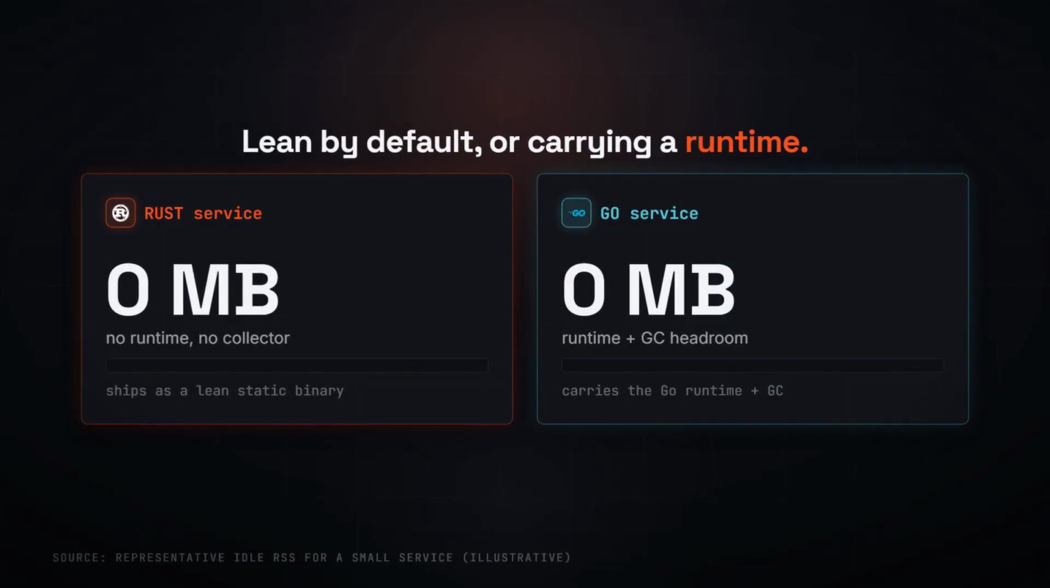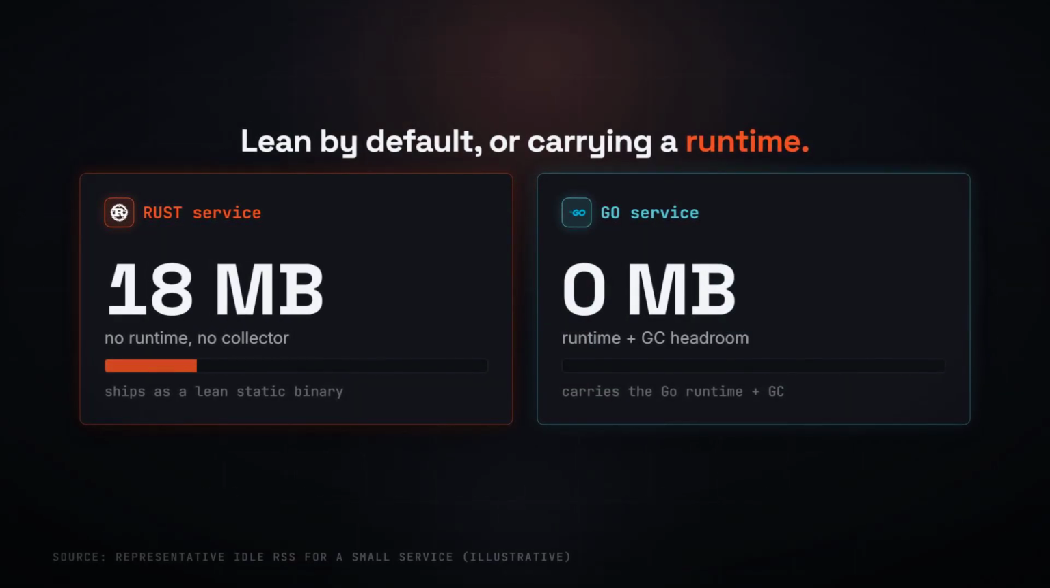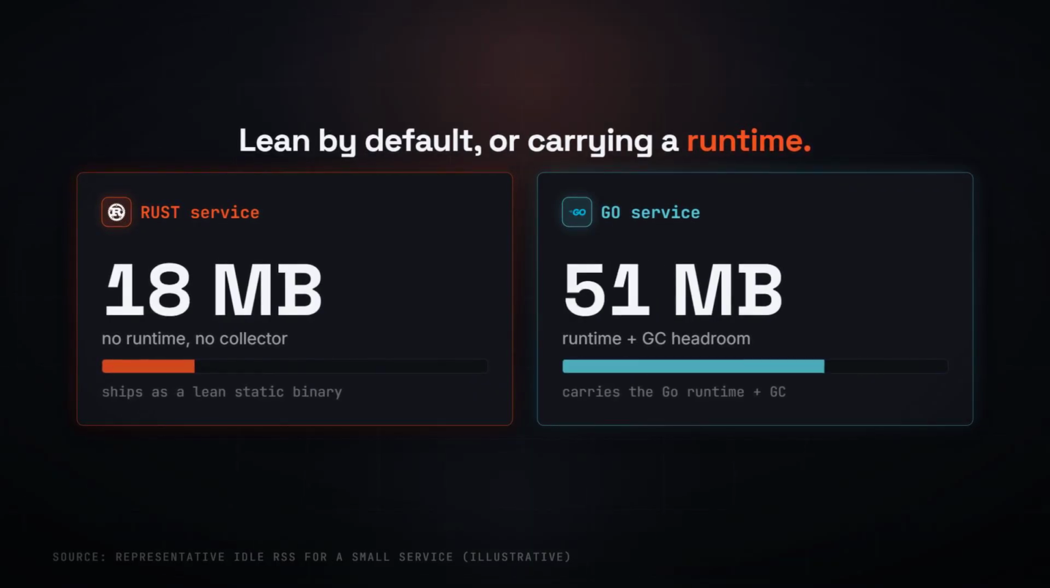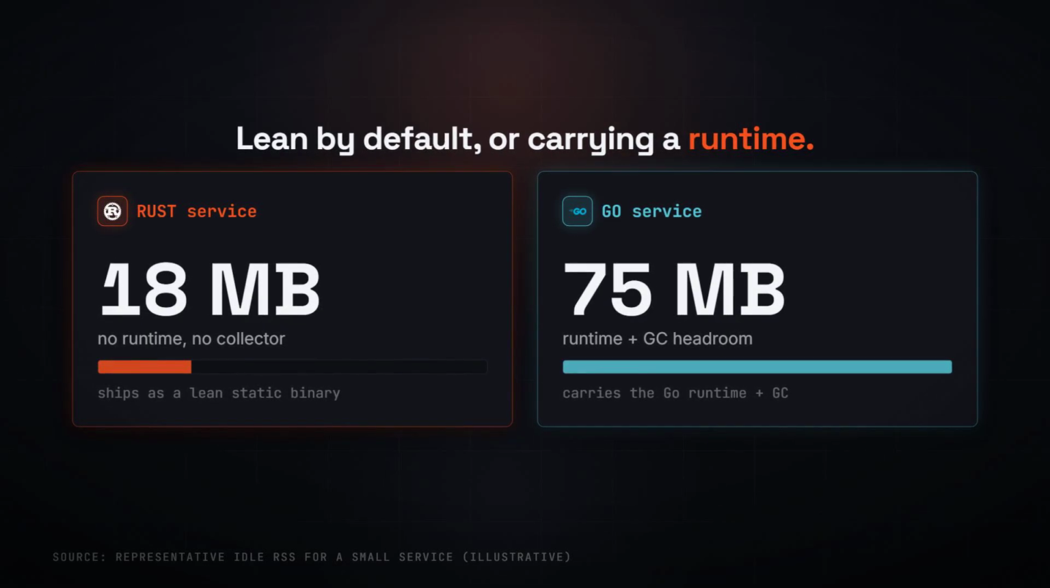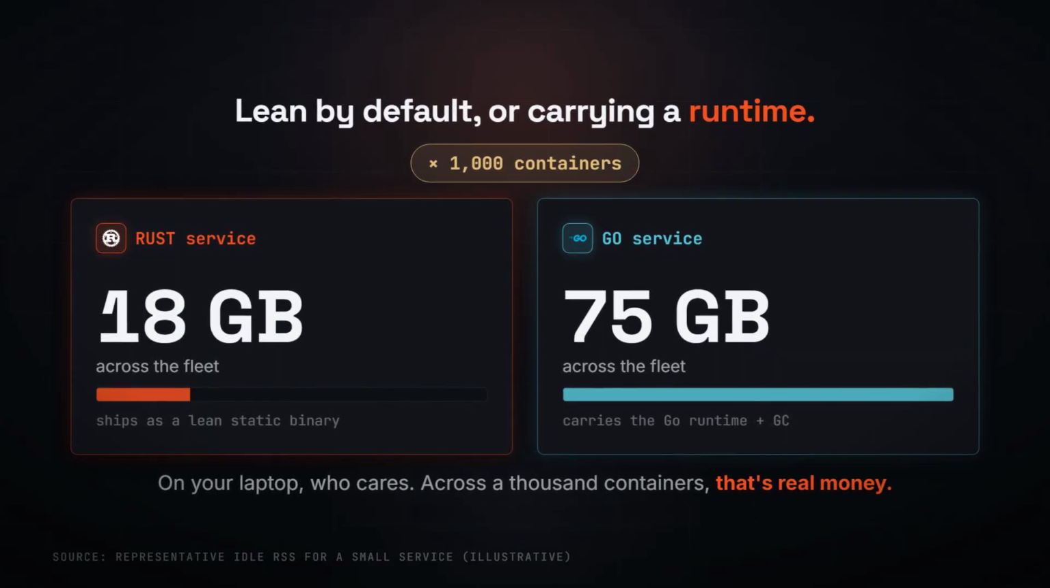Memory footprint tells the same story. A Rust service idles lean. No runtime, no collector, just what you allocated. The same service in Go carries its runtime and some headroom for the collector to work. On your laptop, who cares? Across 1,000 containers, that overhead is real money and real electricity.